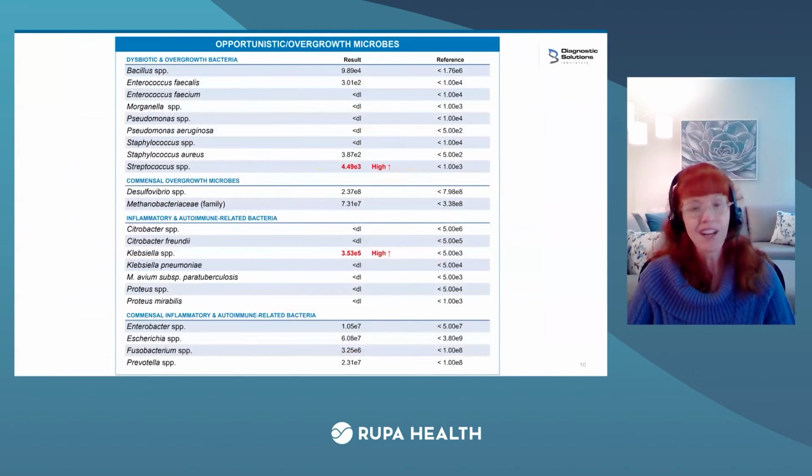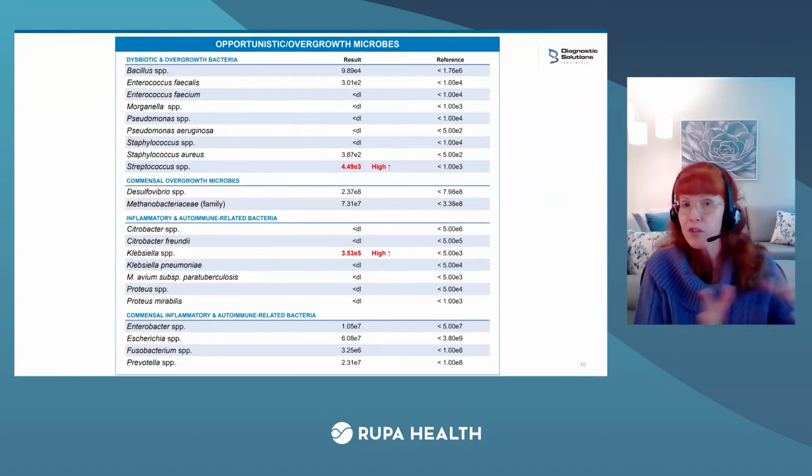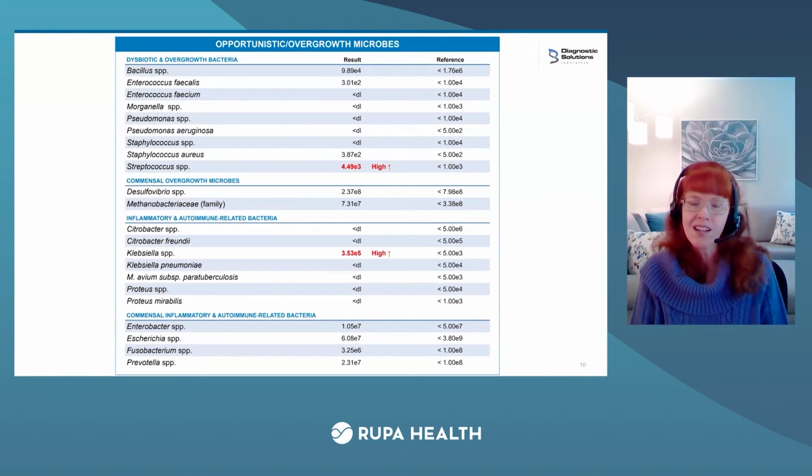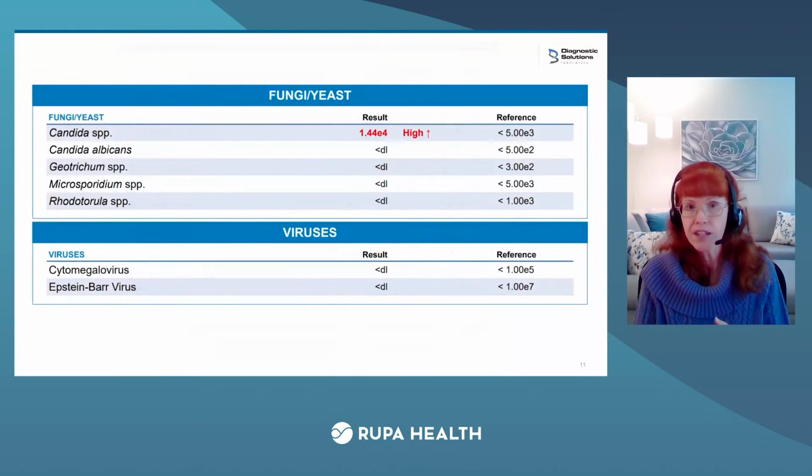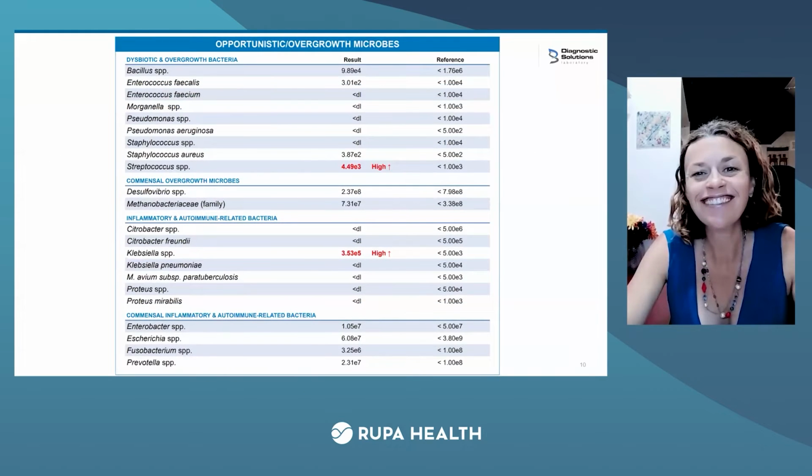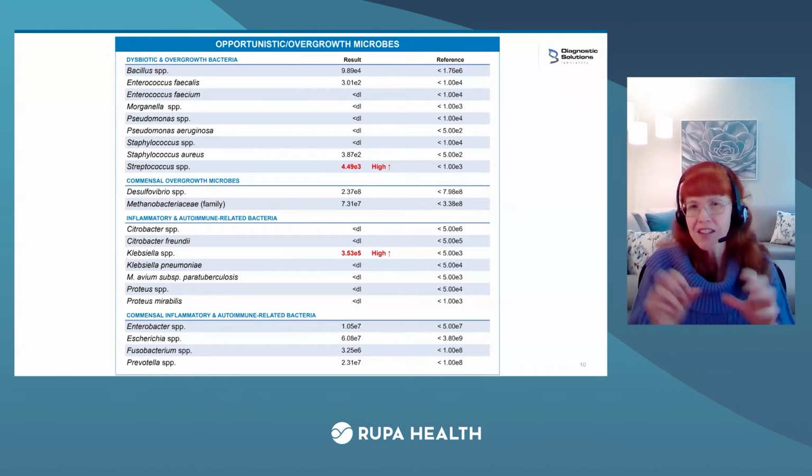Yep. So then continuing on. We've looked at the good guys. Now let's see what the opportunistics are doing. With this, we see a couple that are severely overgrowing, so we see some numbers in red. That's our Streptococcus and our Klebsiella. And then we also see a little bit of moderate elevation for Enterococcus faecalis at the top and Staph aureus.